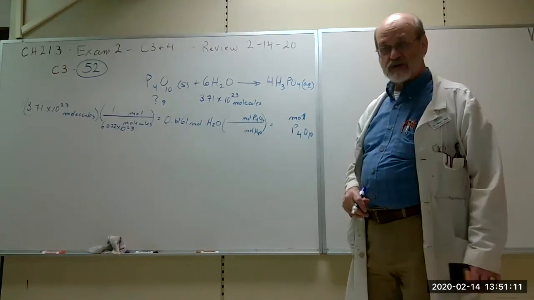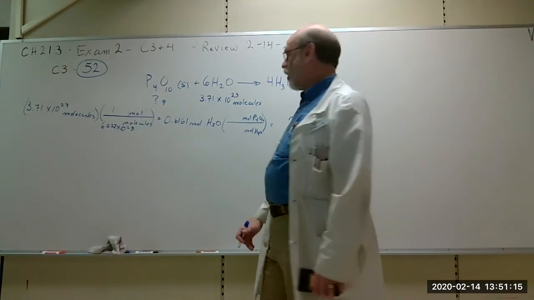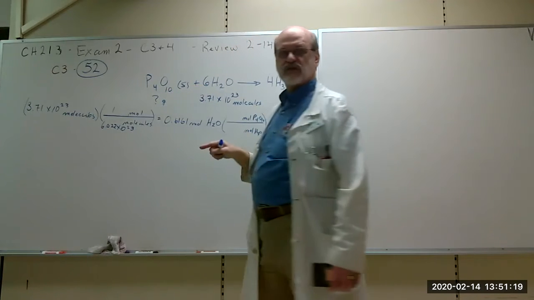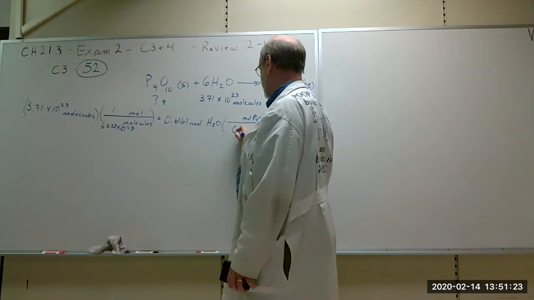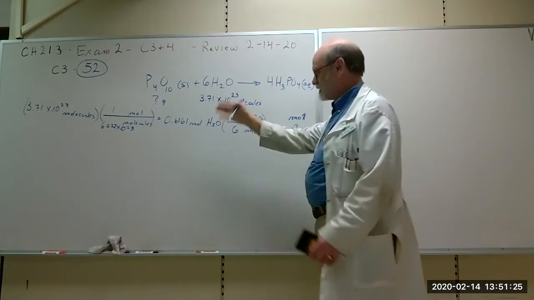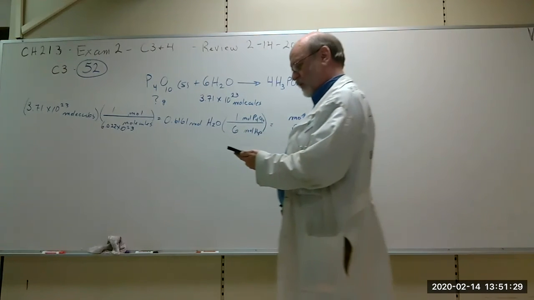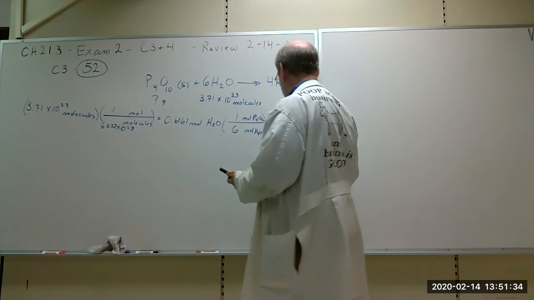Every balanced equation has conversion factors in it. They're all related by coefficients. So 6 moles of water and 1 mole. So we just divide 6 into that answer, and we get 0.1027. 0.1027 moles of this.